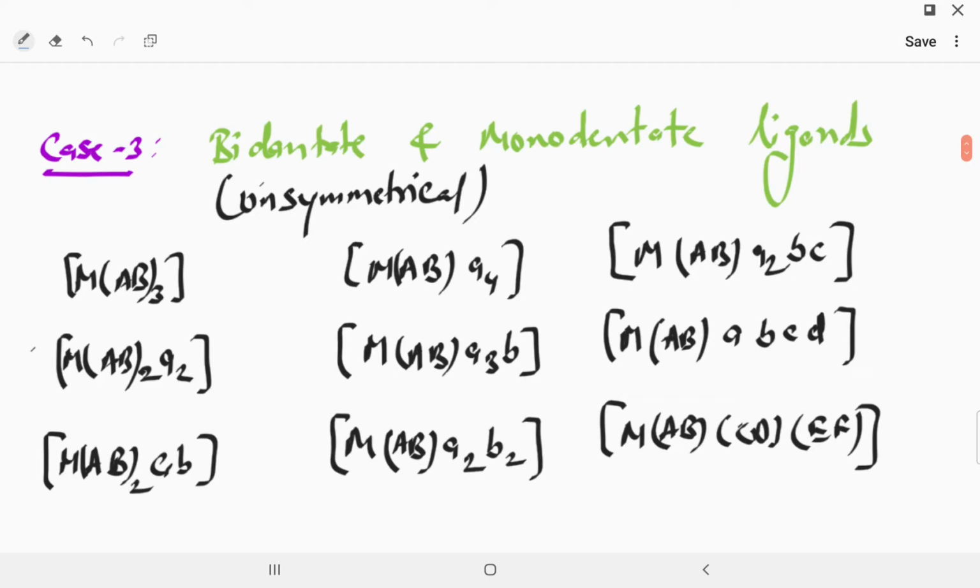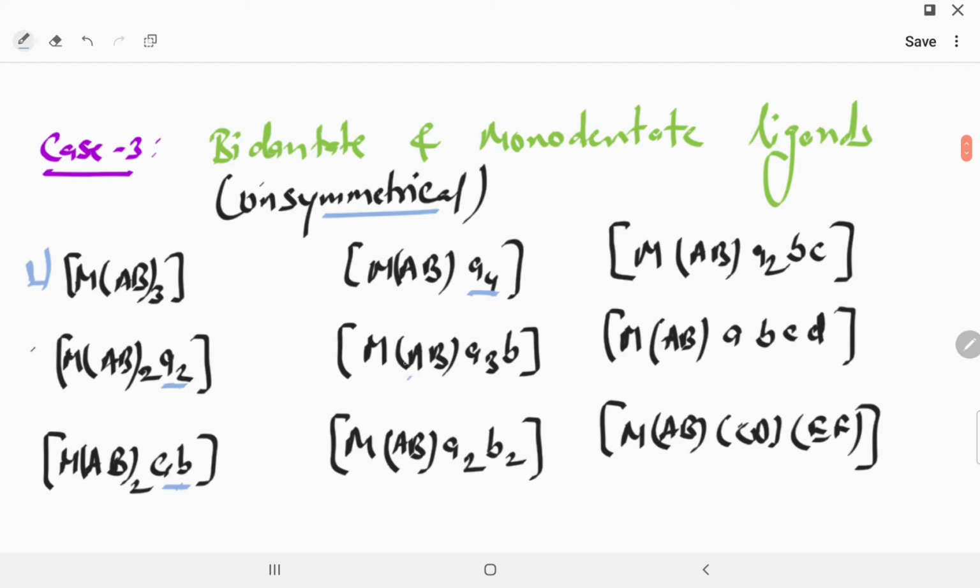Okay, now understand case number 3. This is also very much important. In this, the bidentate ligand has unsymmetrical ends, not symmetrical ends, along with monodentate ligands. If you are able to see the first case, it is M(AB)3, meaning a bidentate ligand with unsymmetrical ends. Then M(AB)2A2, and M(AB)2AB, where A and B are monodentate ligands that are different. Now M(AB) with 4 monodentate ligands.